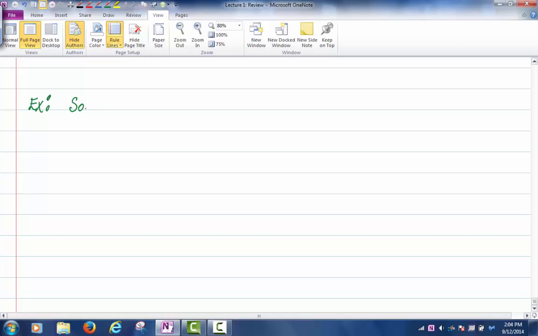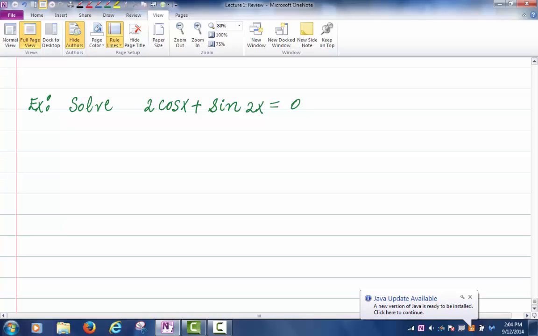Let's say you were asked to solve 2 times cosine x plus sine 2x is equal to 0. So basically you want to find all values of x for which the equation is true. And how do we do that? Well, you look at this equation and you have no idea what to do.